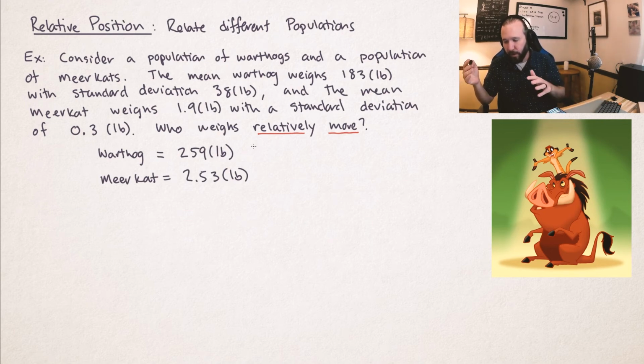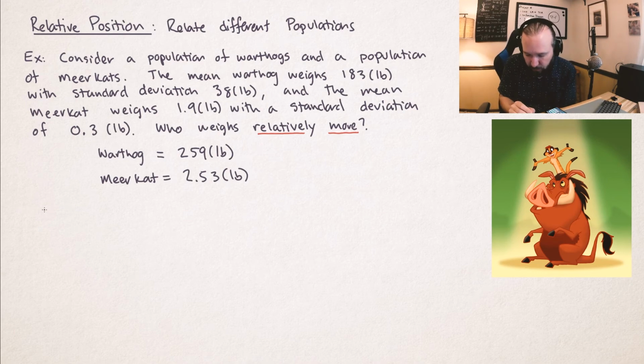So I'm trying to compare Timon to all the other meerkats, and I'm trying to compare Pumbaa to all the other warthogs. So we're seeing relative to their population who is sort of a bigger animal. And this is what z-score can do. So let's calculate the z-score of this warthog.